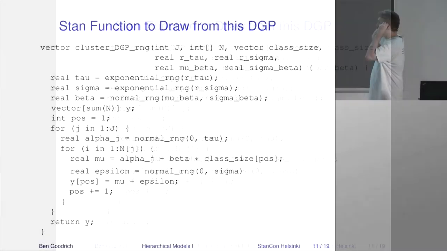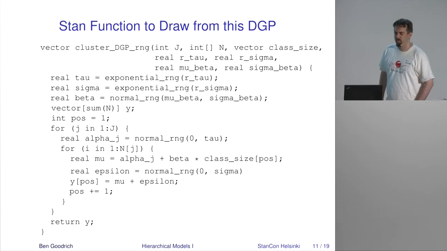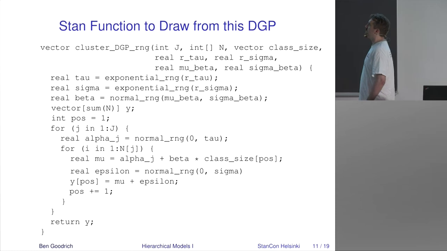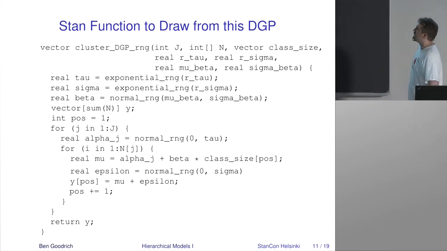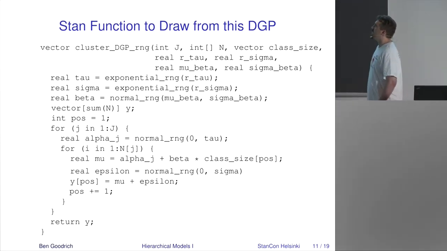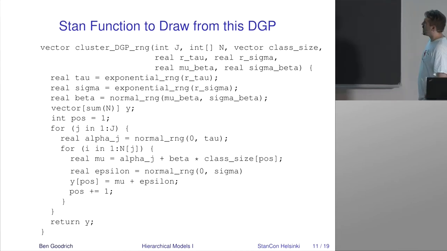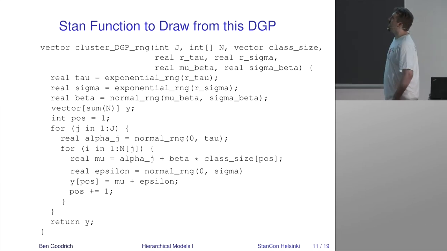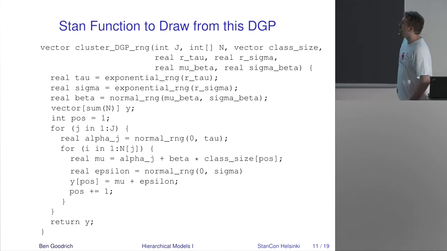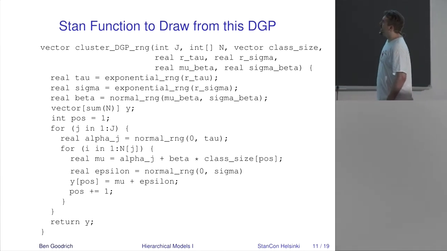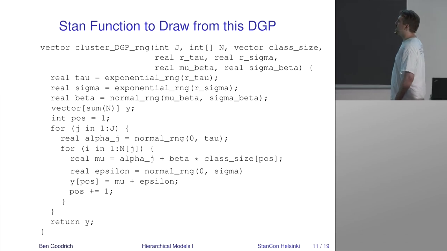So, corresponding to the previous slide, we're going to take a realization of tau from an exponential distribution, so exponential_rng. We're going to get a realization of sigma, the standard deviation of the errors in test scores, also from an exponential RNG, but with a different rate parameter, r_sigma. And then we have our normal prior for beta, the coefficient on the class size, which we're going to take from a normal RNG with mean mu_beta and standard deviation sigma_beta. So those are our priors for the common parameters, tau, sigma, and beta.